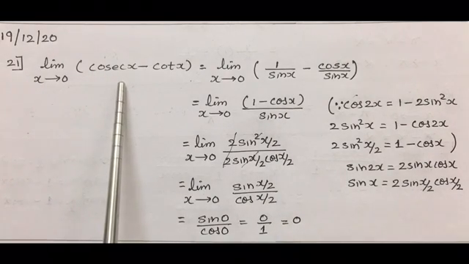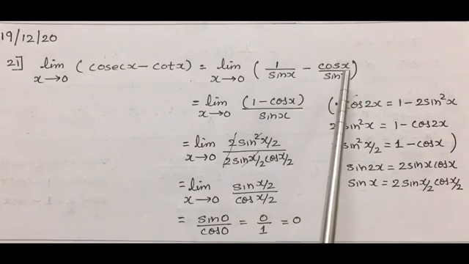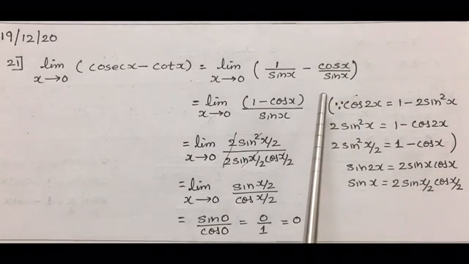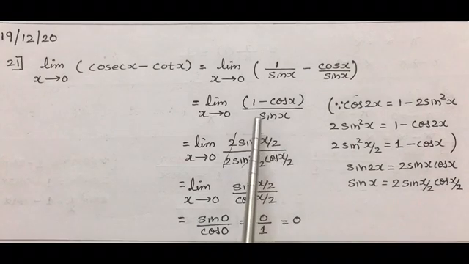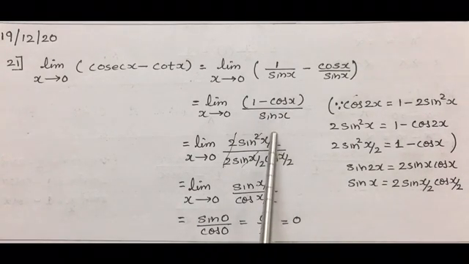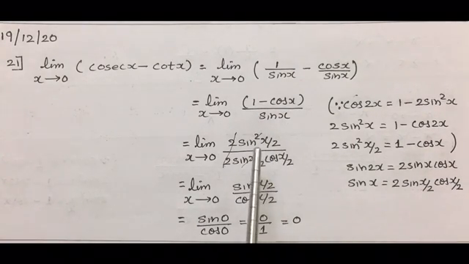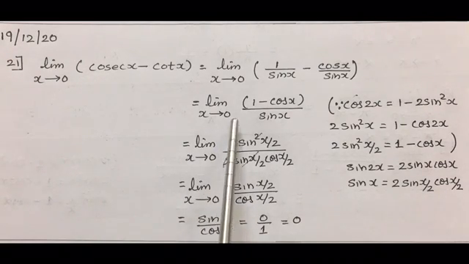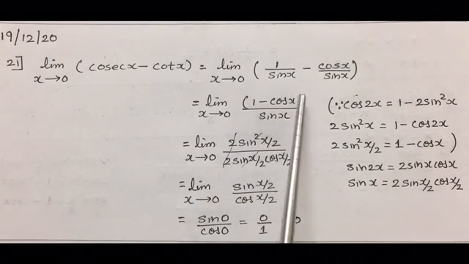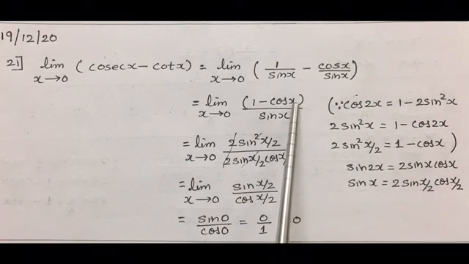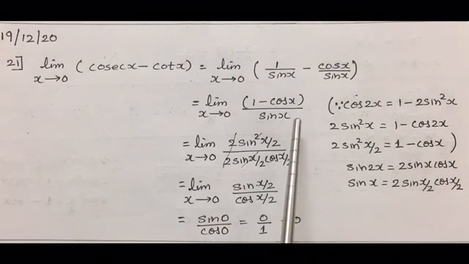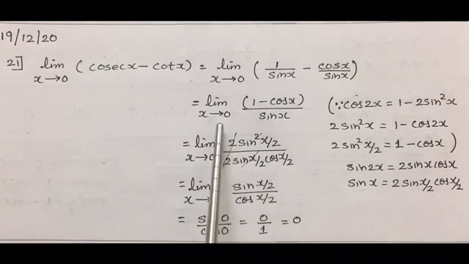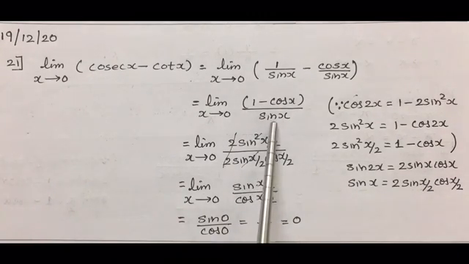So in the place of cosec x, writing 1 by sin x, cot is cos upon sine. So combining both, we'll get 1 minus cos x upon sin x. And as x is tending to 0, if we directly keep x as 0, then it will become 0 upon 0. So we cannot keep x as 0 directly.